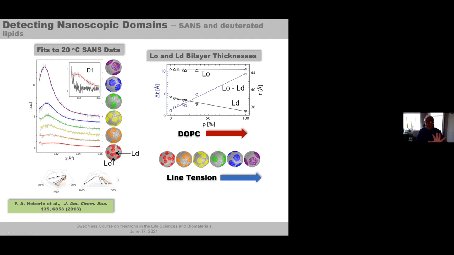So this paper gets cited a lot because of this. It's not because we saw nanoscopic domains per se, but because of all the information. And it's because neutrons enabled us to do it, because of the very unique characteristics that neutrons have between protium and deuterium.